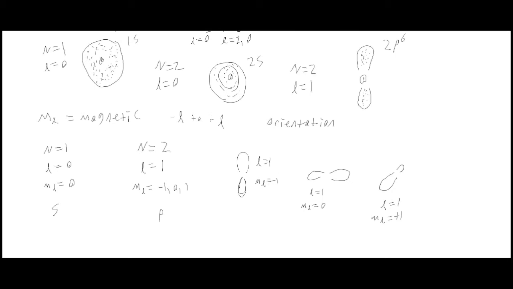So you see that at m sub l in the p orbitals, these are all p orbitals. The m sub l ranges from minus 1, 0 to plus 1, while l remains 1 when it's a p orbital, because the l determines the shape, where the m sub l determines the orientation.